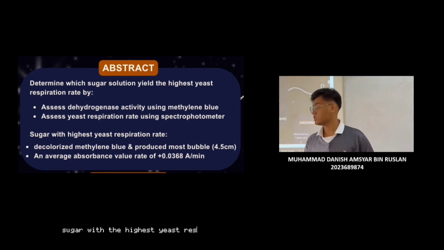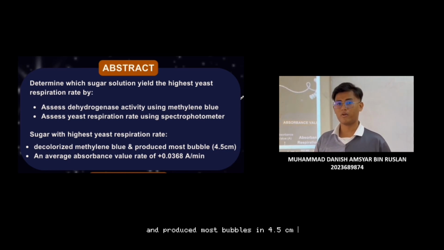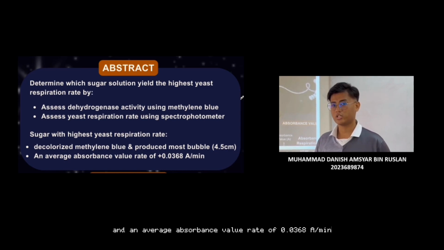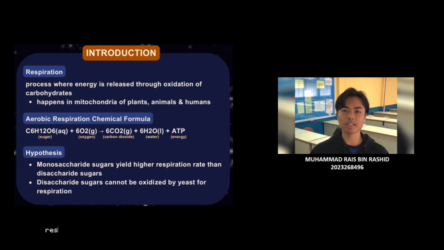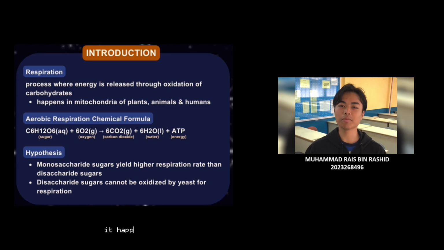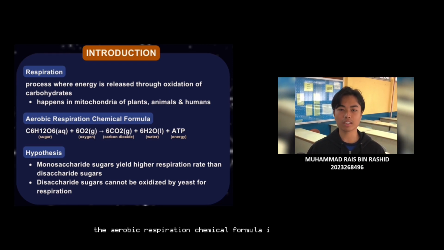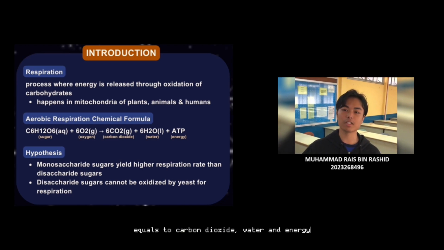The sugar with the highest yeast respiration rate will decolorise methylene blue and produce the most bubbles, in 4.5 cm and an average absorbance rate of 0.0368 every minute. Introduction: respiration is the process where energy is released through the oxidation of carbohydrates. It happens in the mitochondria of plants, animals and humans. The aerobic respiration chemical formula is sugar plus oxygen equals carbon dioxide, water and energy.